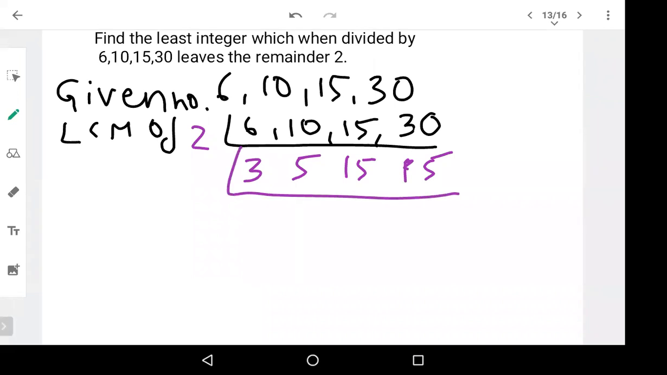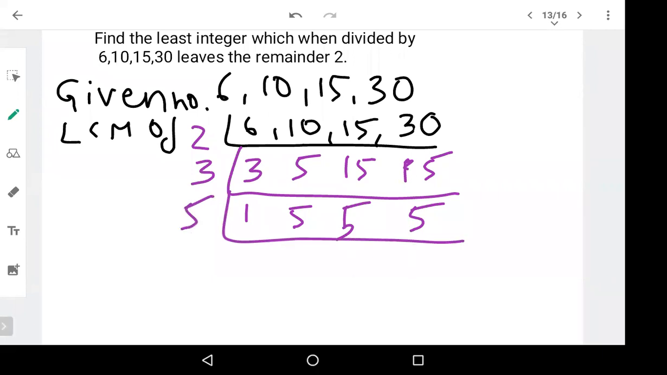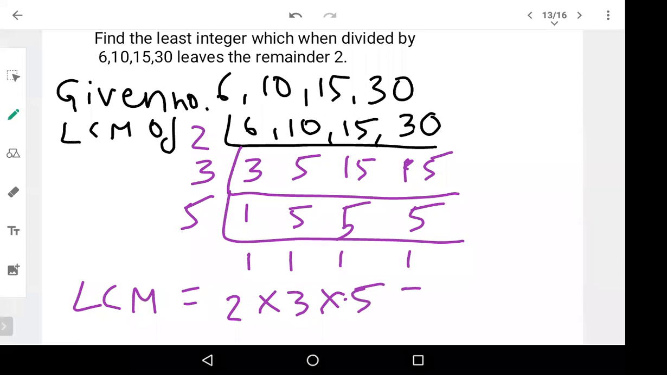Then what is the next one? I can go with 3. 3 1s are 3, 3 5s are 15. Then 5. 5 1s are 5, 5 1s are 5. So LCM is equal to 2 into 3 into 5. 2 3s are 6, 6 5s are 30. So LCM is 30. Very good.